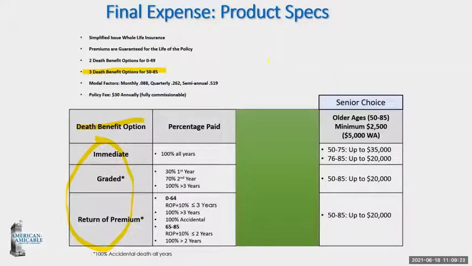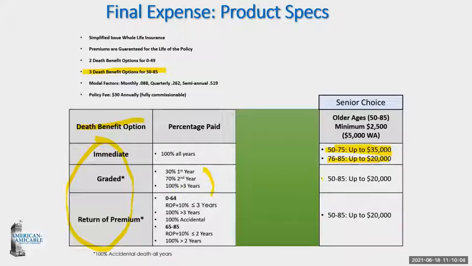If the client is in good health, they get the immediate death benefit, 100% from day 1. You can see over here the issue ages and the maximum amounts that can be written. The second option is the graded benefit. And this one is if they have some health problems, the app and the e-app will walk you through which one they'll qualify for based on their medical answers. So this is their second tier, the graded benefit. You see in the first year, they get 30% of the death benefit if they pass away, second year, 70%, and third year, 100% of the death benefit.